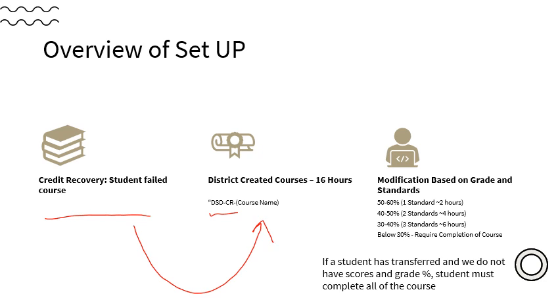Now the 16 hours is the maximum amount that a student would need to recover, but we can modify the requirements based upon their grades for the class. The general guidelines that we use: if they were between 50 to 60% on their final grade, we typically attach one standard, which is roughly about 2 hours. If they're between 40 to 50%, then we'll attach 2 standards, which is roughly about 4. Between 30 to 40%, we do 3 standards, up to 6 hours, and after that, we generally require completion of the whole course.